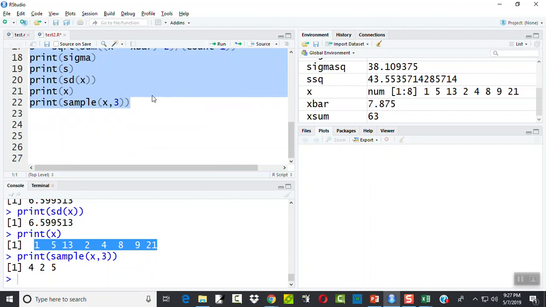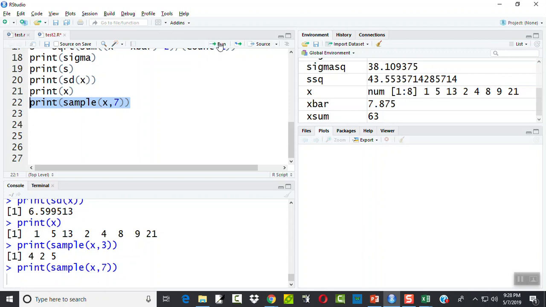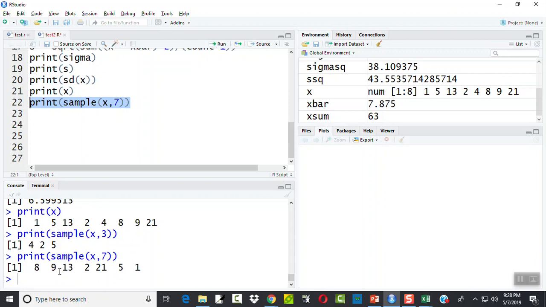I am curious what it'll do if you put in like 7. So let's try that. If I just highlight this and run it, you see it just runs that one line of code, and you say, well, how does it know what x is? X is still in memory. 8, 9, 13, 2, 21, 5, 1.